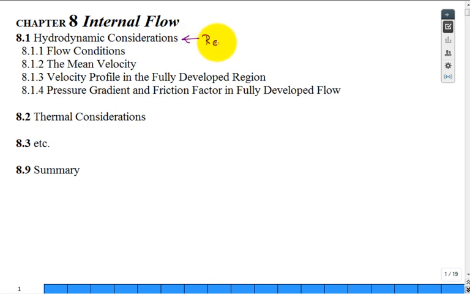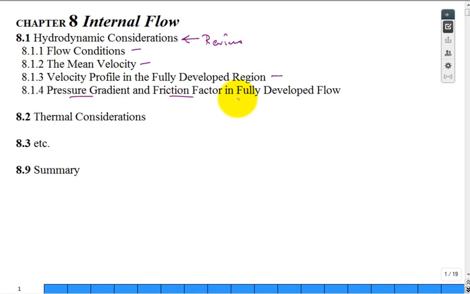That is review. Flow conditions, mean velocity, velocity profiles, pressure gradients, friction factors, fully developed, developing. That's all review of fluid mechanics.